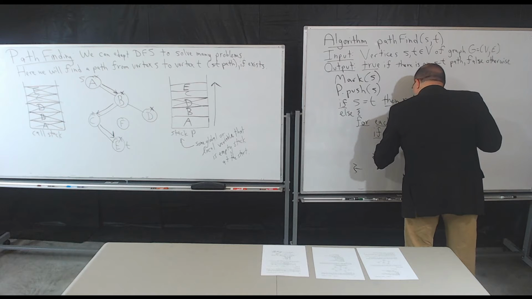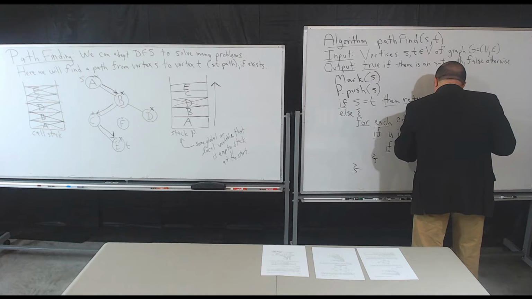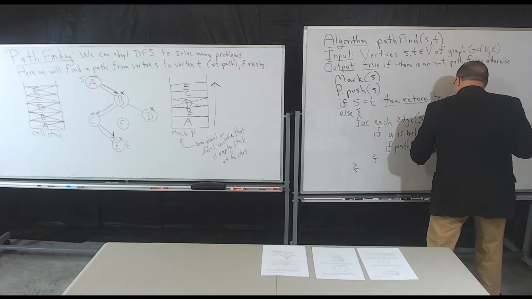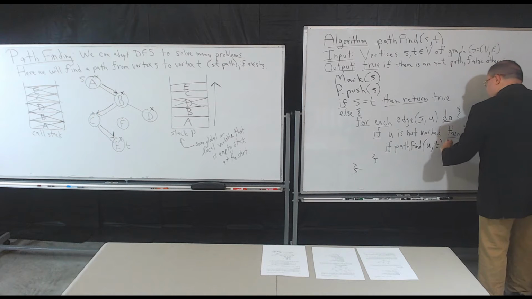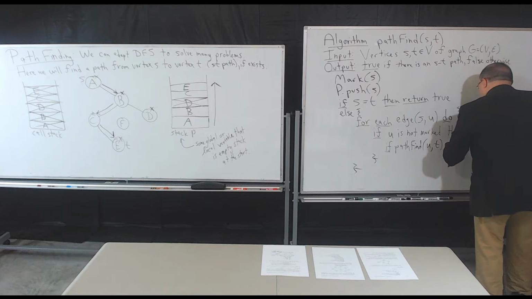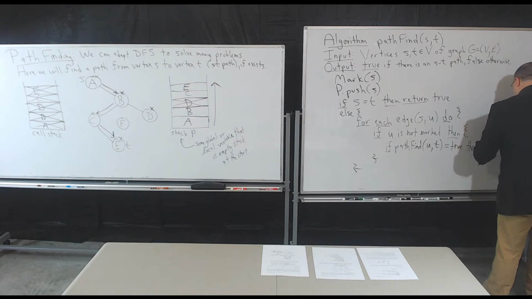So I'm just going to go if path find. So I'm going to recursively call on path find. And I'm just going to go, I put U in right there and just put it with T. If this is equal to true, then we're going to return true.